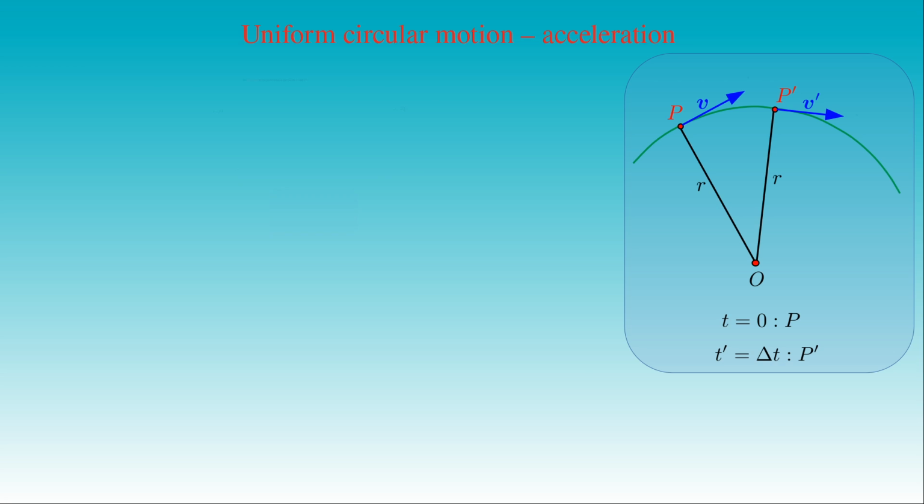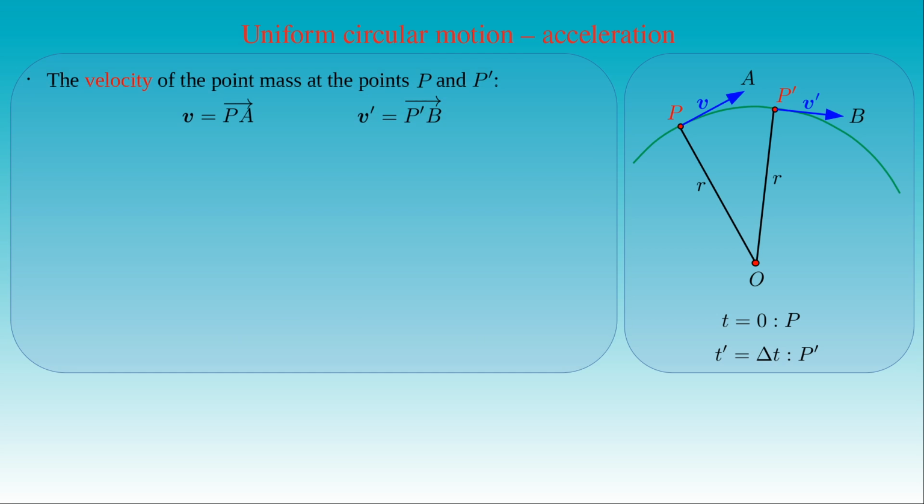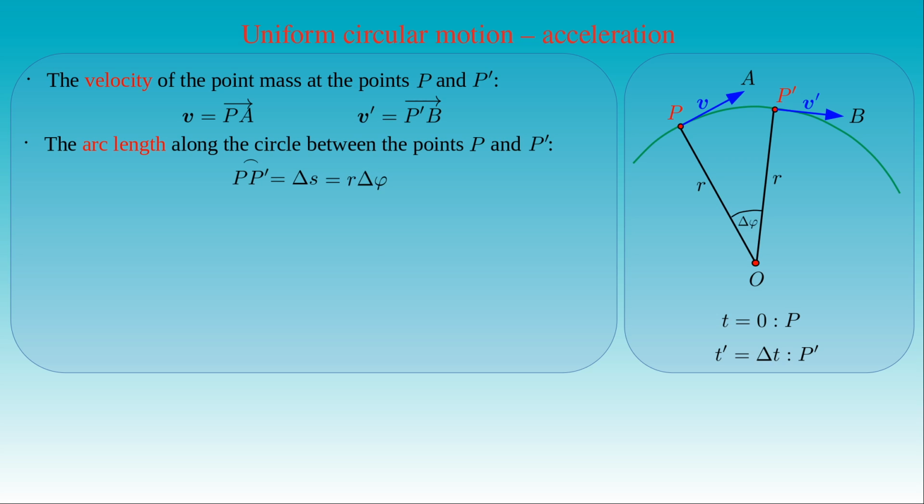Let us denote the velocity of the body at the points P and P' with the vectors PA and P'B, respectively. The arc length between these points covered by the moving point mass during the time delta t is denoted by delta s. If delta phi is the central angle corresponding to the points P and P' on the circle, then delta s is equal to the radius r times the angle delta phi. Now we translate the vector v' to the point P and denote it with the vector PC. The difference delta v between the vectors v and v' is given by the vector AC.